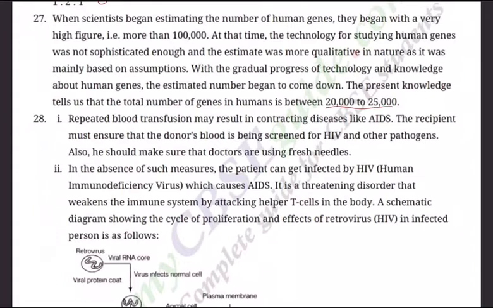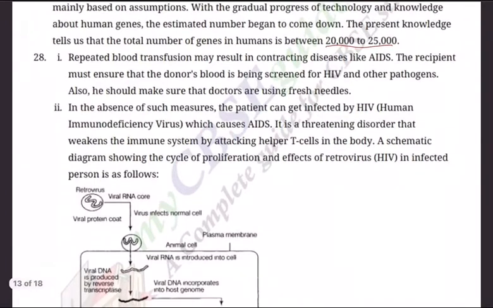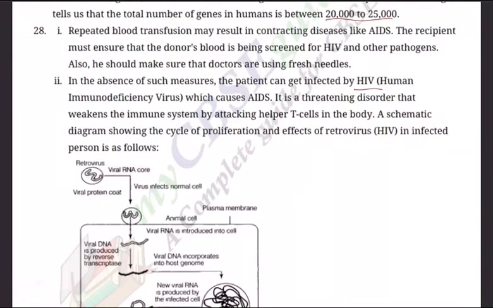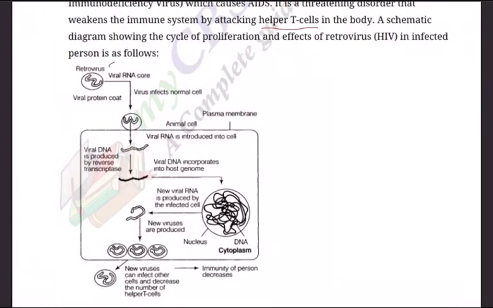Question 2: If the advice is not followed by the patient, there is an apprehension that the patient might contract a disease that would destroy the immune system of his or her body. Explain with the help of a schematic diagram only how the immune system would get affected and destroyed. So we have said what precautions one must take. In the absence of such measures, the patient can get infected by HIV, human immunodeficiency virus, which causes AIDS. It's a threatening disorder that weakens the immune system by attacking helper T cells in the body. A schematic diagram showing the cycle of proliferation and effects of HIV in an infected person is as follows.